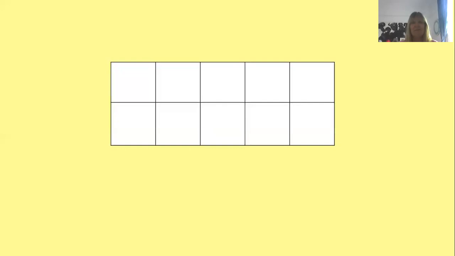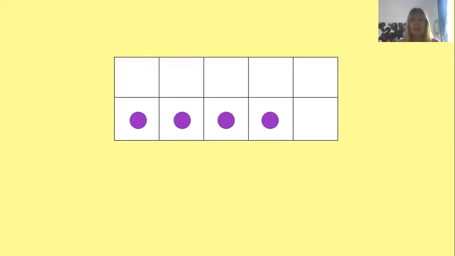What comes next? 10 frame, just one today. Do you want to count the purple dots with me? 1, 2, 3, 4. Oh, just 4 today. So 4 purple dots. And how many empty squares? Because together the dots and the squares are going to add up to 10, because it's a 10 frame. So let's have a look. 1, 2, 3, 4, 4 purple dots. 1, 2, 3, 4, 5, 6 empty squares. We know that 4 add 6 equals 10.